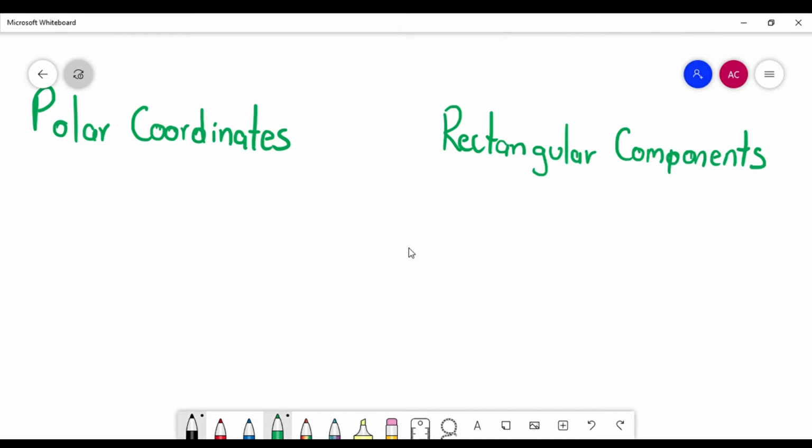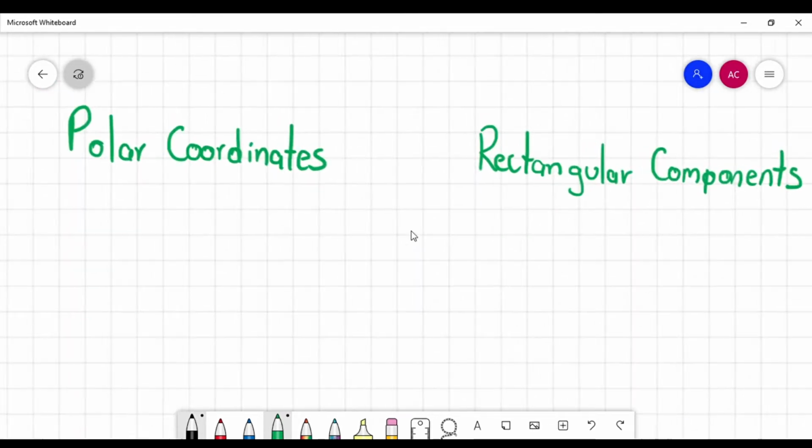Hi guys, welcome to another video of physics. In this case, we're going to see how to represent a vector, and we're going to see only two ways: the polar coordinates, this one over here, and the rectangular components over here. So let's explain first the polar coordinates.